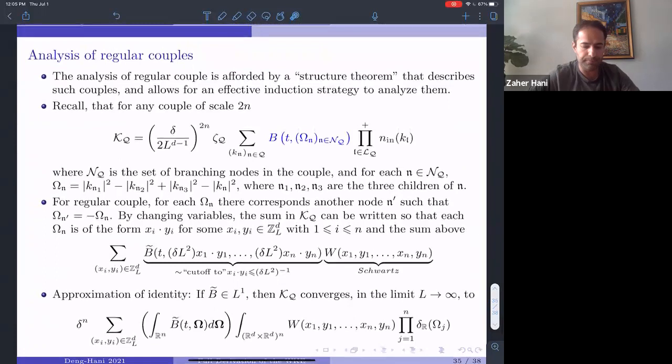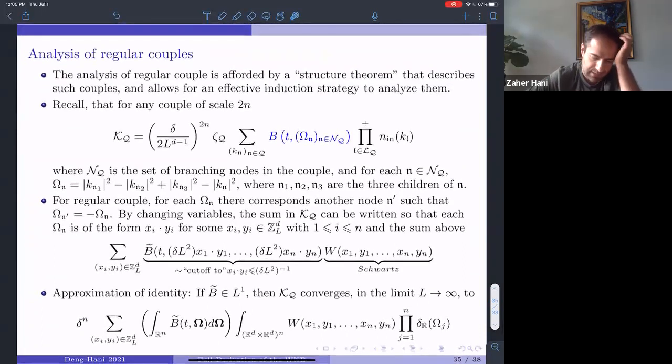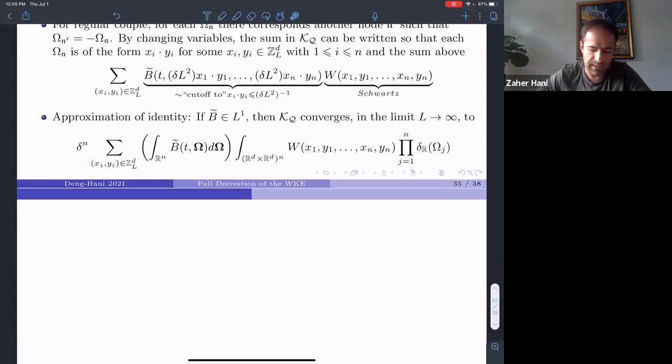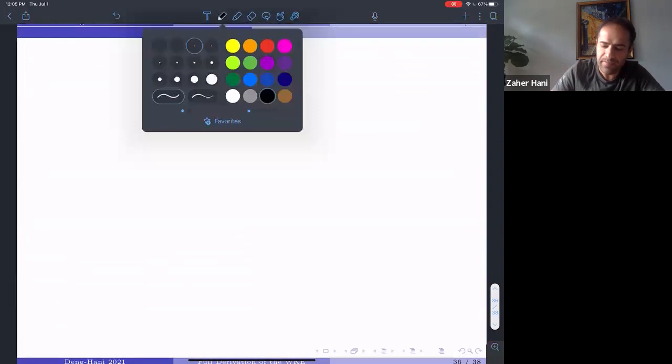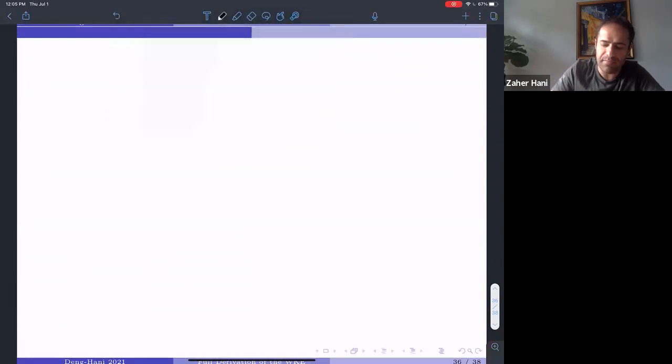So this is obtained by doing an analysis of those regular couples, which I will discuss briefly over here. The first step in the analysis of the regular couples is a structure theorem for those couples. And here's the structure theorem that I will describe on this slide. So what the structure theorem says is the following: any regular couple can be written in the following two ways.